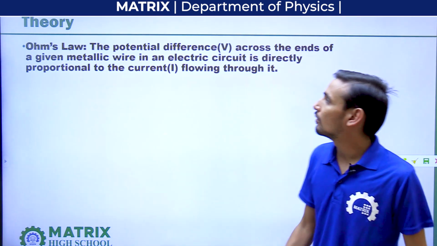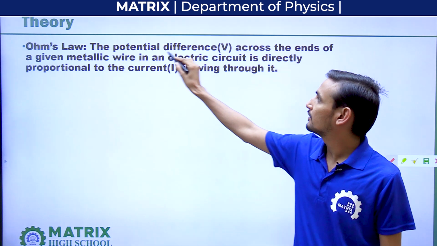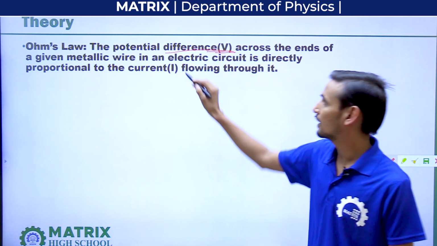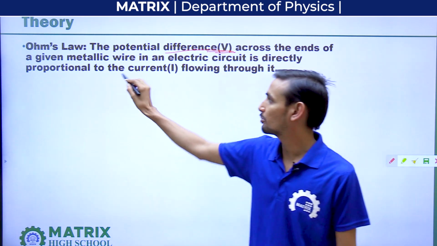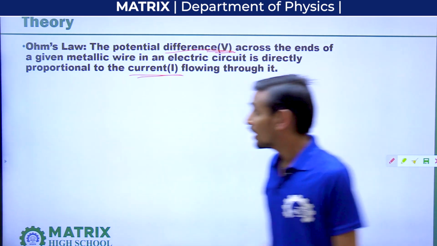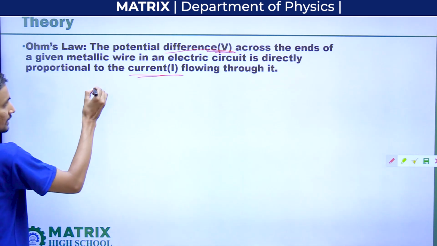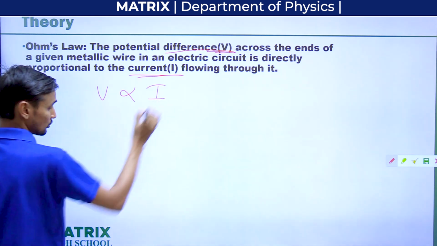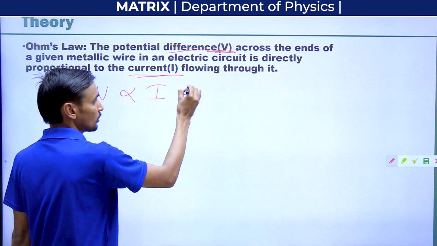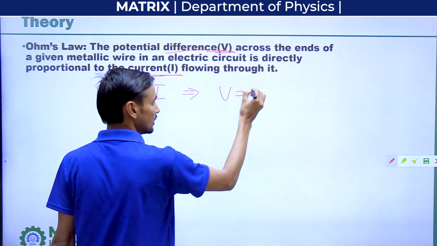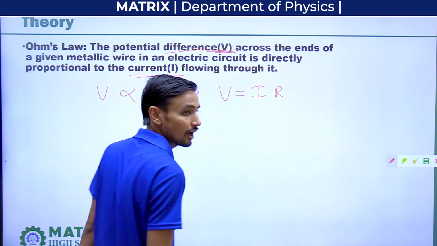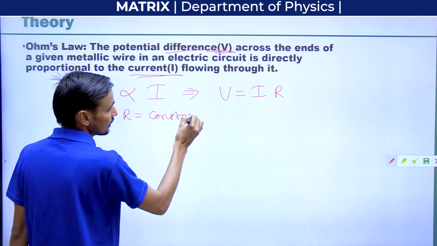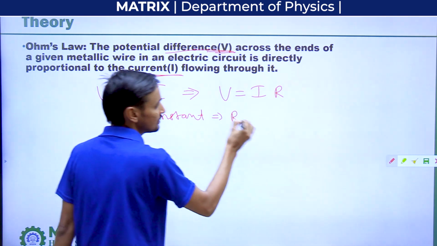In Ohm's law, the potential difference V across the ends of a given metallic wire in an electric circuit is directly proportional to the current. According to Ohm's law, the potential drop across a resistor is directly proportional to I. When we remove the proportionality sign, there will be a constant, which we call R. Here R is a constant, which is called the resistance of the wire.